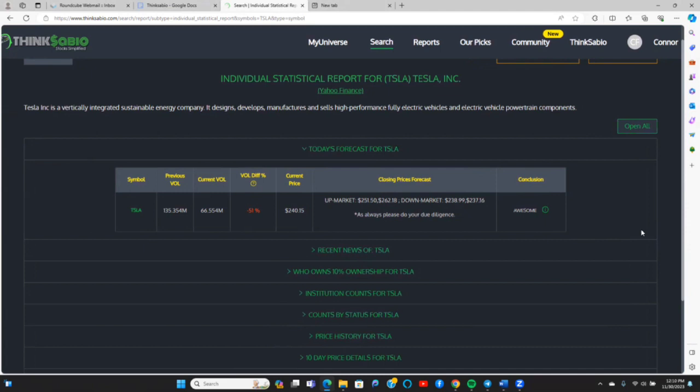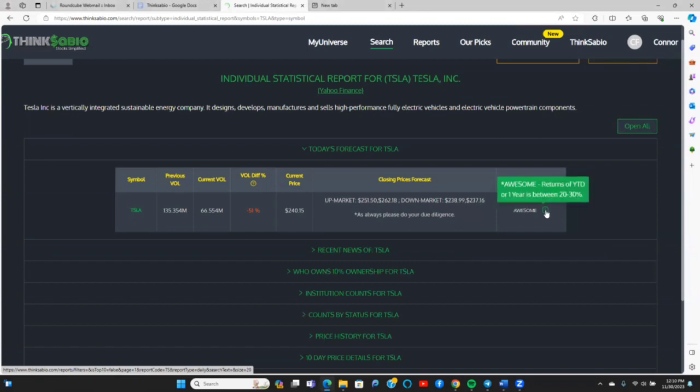Tesla Inc. This is the individual report for that. So it starts with today's forecast. It looks at previous volume, current volume, the difference, the price, and then the conclusion, which offers an assessment on how we view that stock. Click on this information button to get that.